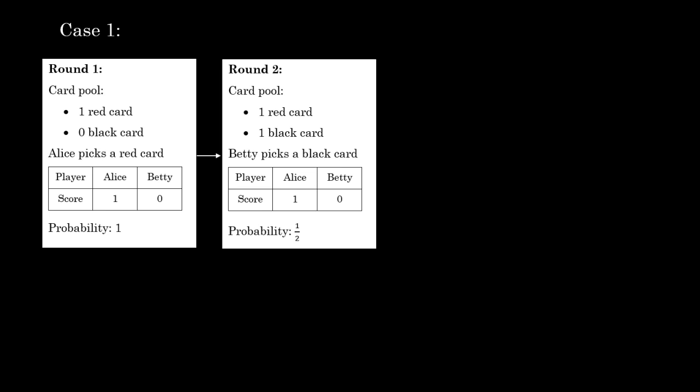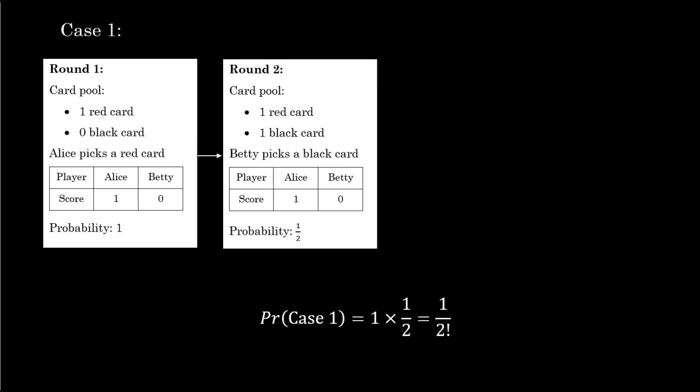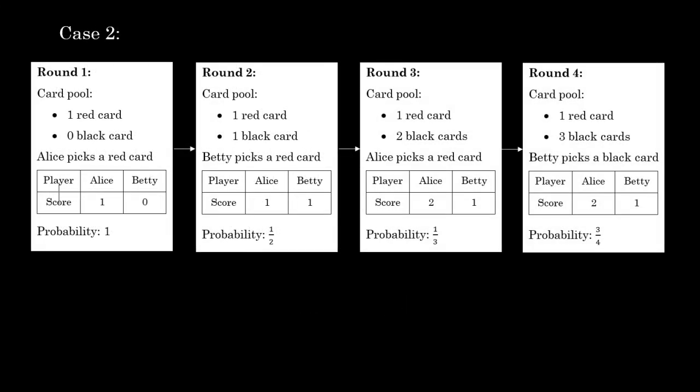In round 1, there is only one red card, so Alice is certain to pick it. Therefore, the probability of this sub-event is 1. By round 2, the card pool contains two cards, one red card and one black card. Hence, the probability that Betty picks the black card in this round is 1/2. Then, we find the probability of this case by multiplying the probabilities of the two sub-events, and the result is 1 over 2 factorial.